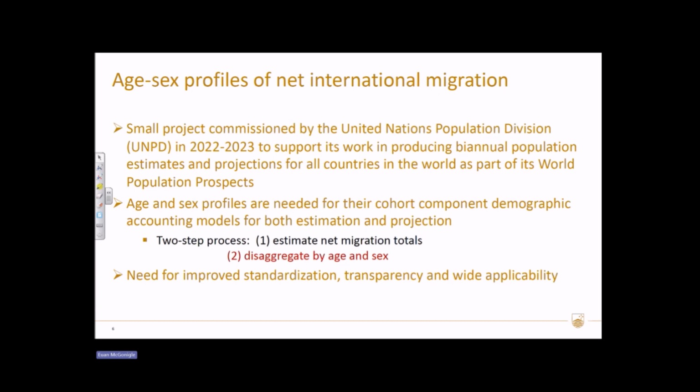They didn't want me to touch this. They're happy with their methods for doing the totals. All I had to focus my attention on was how you can distribute a net migration total by age and sex. What should it look like? They need these as inputs into their demographic accounting models for both estimation and projection.